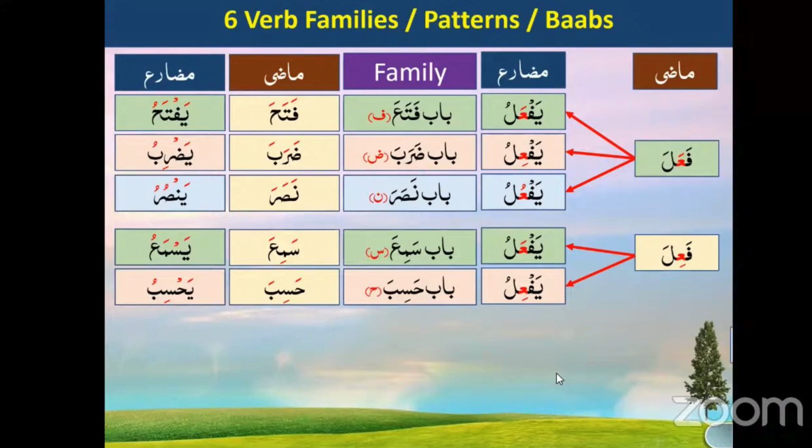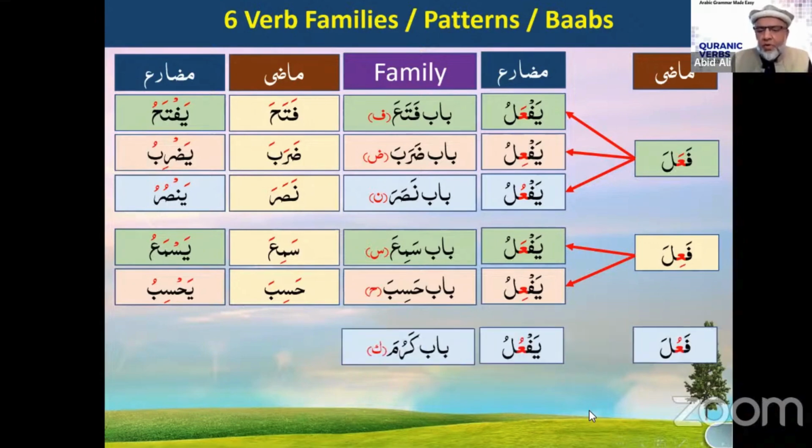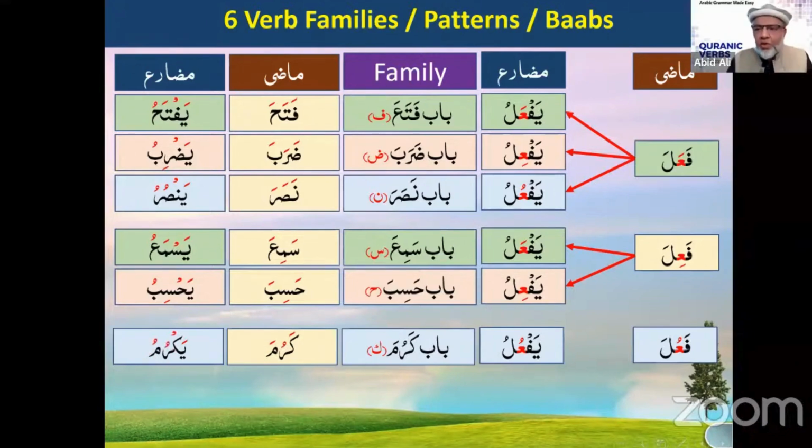Okay. So the third son Madi had was Fa'ula. So there was only one daughter interested, and the other daughter says, no way, Jose. So they said, we can only match Fa'ula with Yaf'ulu, and we get the Bab Karuma, and then it will be Ka, Ru, Ma, Yakurumu. Follow? Now, is it making sense what I showed you earlier? Why those 6 families?